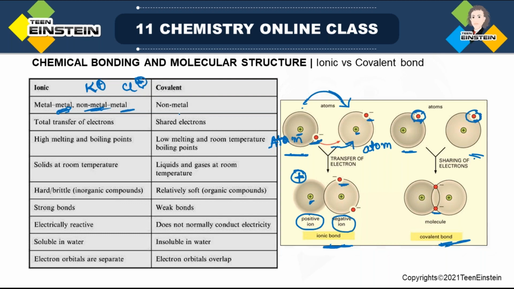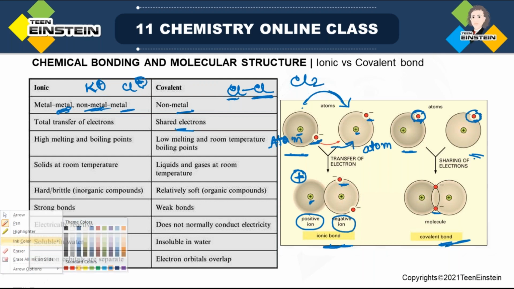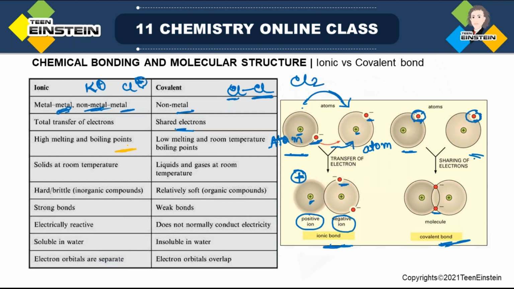And covalent bond is formed when there are two non-metal atoms. If you consider the chlorine diatomic molecule, that is Cl2 I am talking about, here both these atoms are non-metals. Then the second point: in ionic bonds there is total transfer of electrons, but in covalent bonds it is basically sharing of electrons. Then the next point, high melting and boiling point. Here we have electrostatic interaction between cation and anion, and this interaction is very strong.